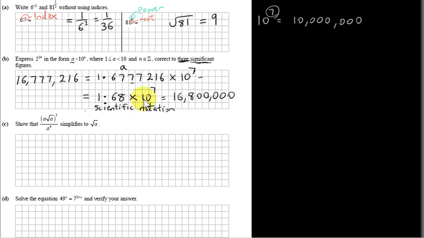Now, this way of denoting a number, this way of writing a number in the form a times 10 to the power of n, where 1 is less than or equal to a less than 10, is sometimes referred to as scientific notation.